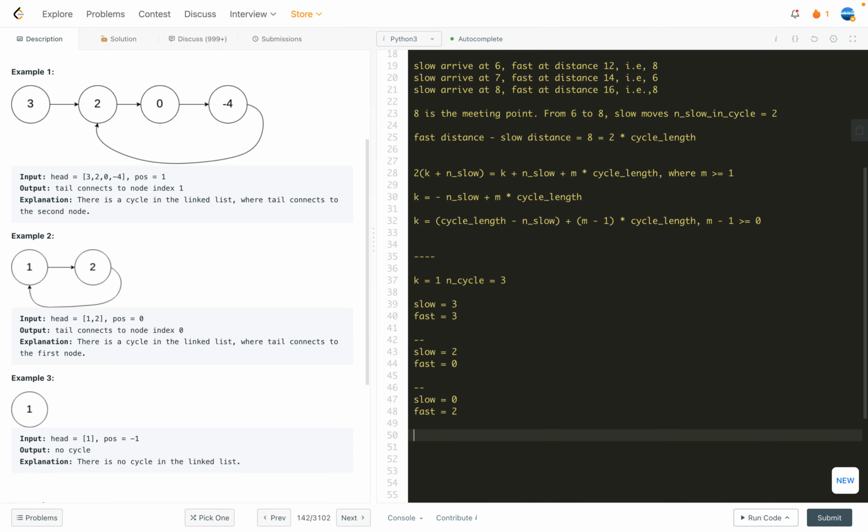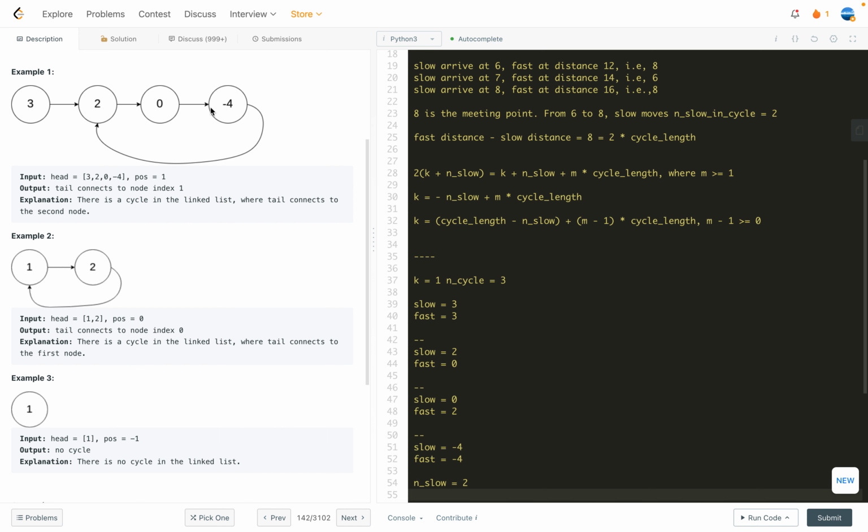And then we move again. Slow will be at -4, and fast goes from 2 to -4, so fast is also -4. This is where they meet. They meet at -4. So in other words, the slow enters the cycle 2 steps, in other words, n_slow equals 2.